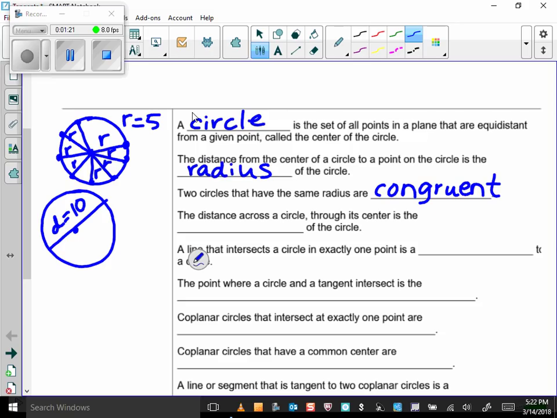The distance across a circle through its center is the diameter, and we have a picture of that I just drew you there. The diameter, the distance across the circle through the center.